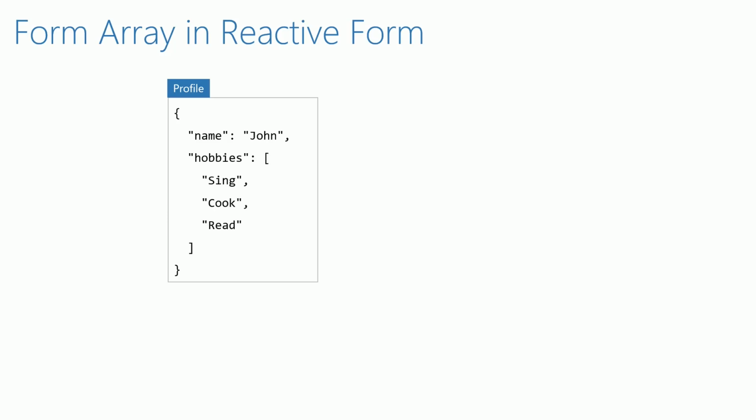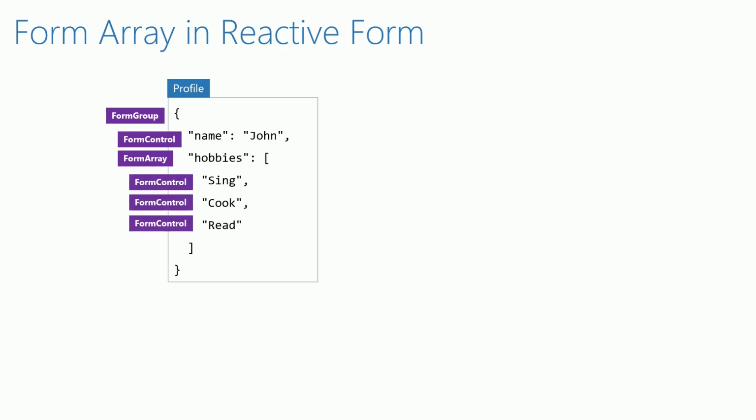This entire data model can be mapped to a form group object. The name can be mapped to form control. The hobbies needs to be mapped to formArray class. The formArray class is part of reactive forms module to represent an array of elements. The 3 items in the hobbies form array can be represented as 3 separate form control objects.